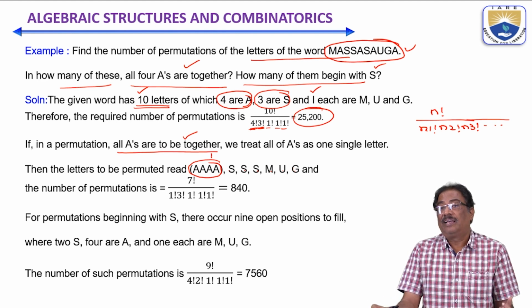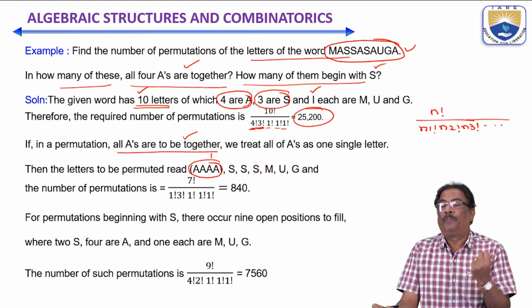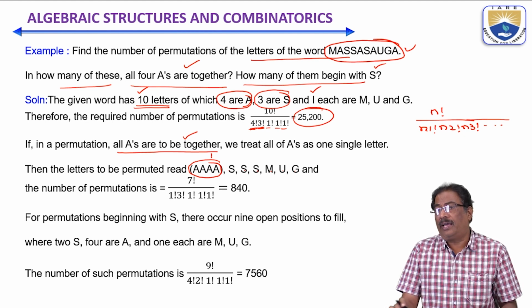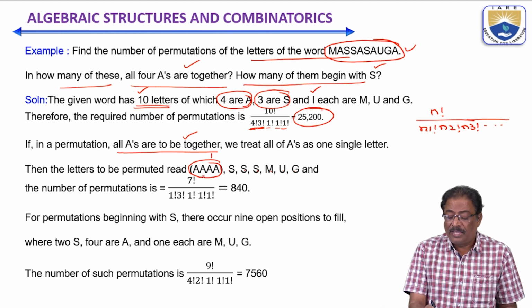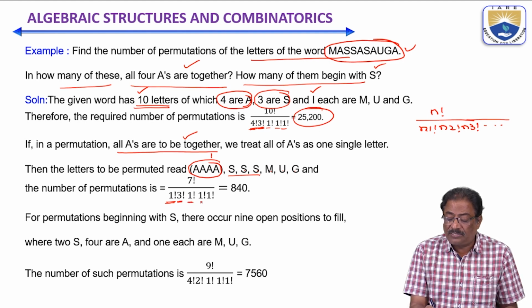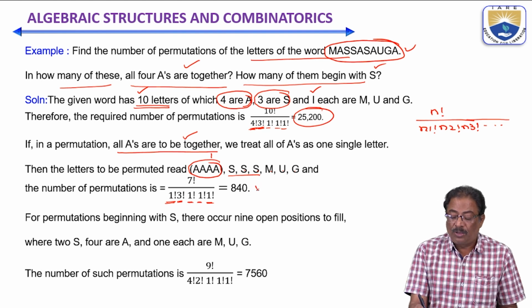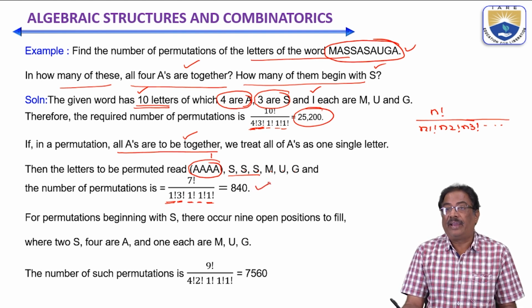The permutations in such a way that all A's should come only once. So all A's we are going to consider, I am going to group all A's into 1. So then if I am taking like that, there are 7. So 7 factorial by A's are only, I am going to take it as grouped and it is taken as 1. So 1 factorial, and next S is repeated 3 times, then M, and next U and G are all repeated only 1 time. So finally we are going to get 840.